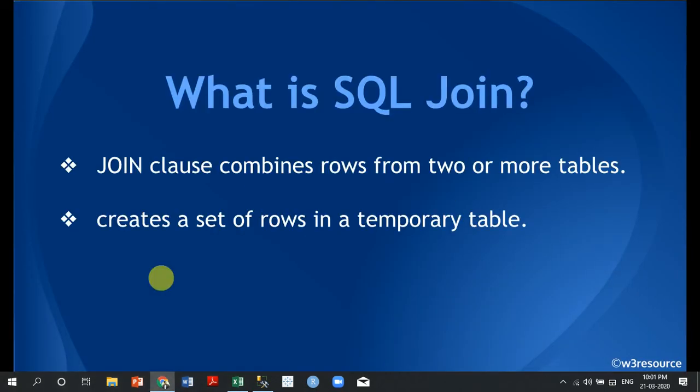Now let's get back to our join class. What is a SQL join? As we have already discussed, if we want to connect or merge two or more tables, we can do this with the help of the SQL join feature, and it creates a set of rows in a temporary table. That means the table which you are joining will exist virtually. It will not exist permanently in your database, which means you cannot access this table later on. You can access this table only on the basis of the provided join condition.